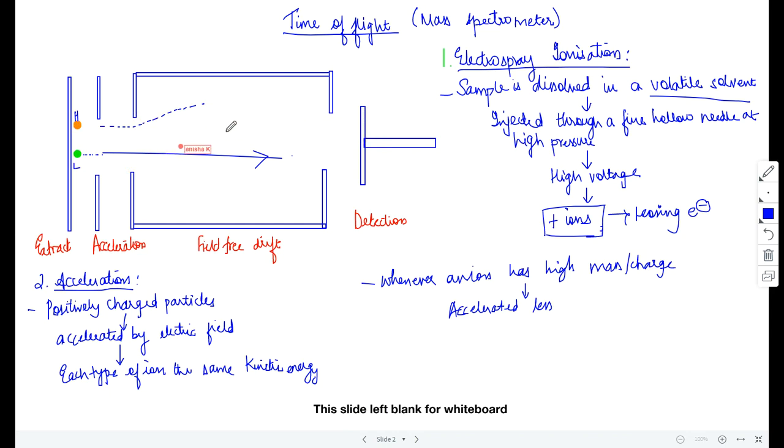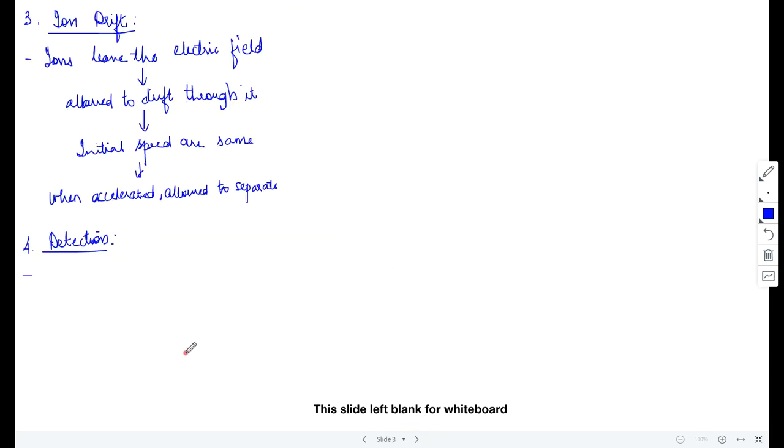So now there is a current. A current is created when the positive ions hit the detector, and this is measured along with the time of flight. Okay? So you understood what is happening? So detection, what is happening with detection?